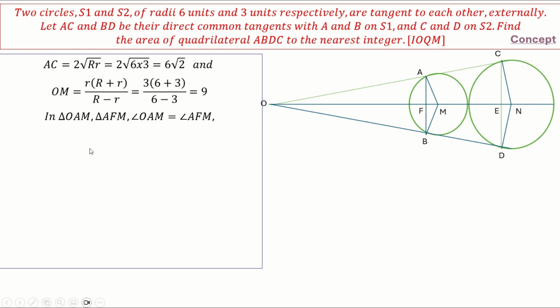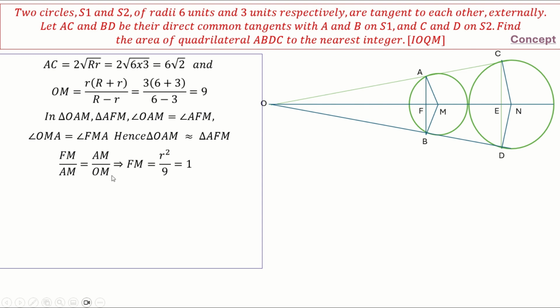Now, once you know these two, consider triangles OAM and AFM. You have a 90 degrees here, 90 degrees here, and this is a common angle. If two angles are the same, from the AA rule, we can tell that these two triangles are similar. So once they are similar, you have to take appropriate ratios. We are trying to find the value of FM because to get this quadrilateral ABCD, I need to know this value.